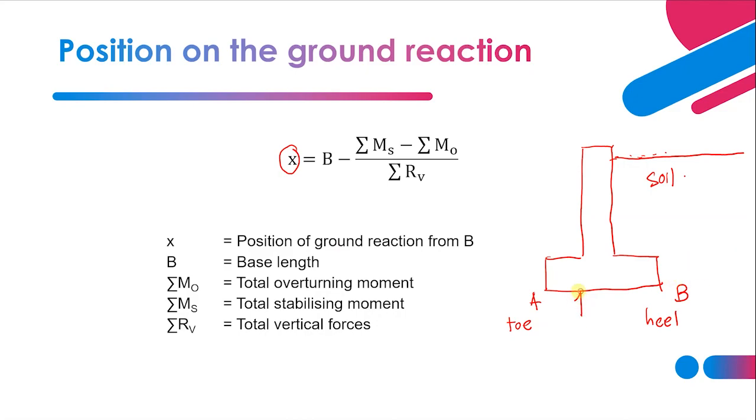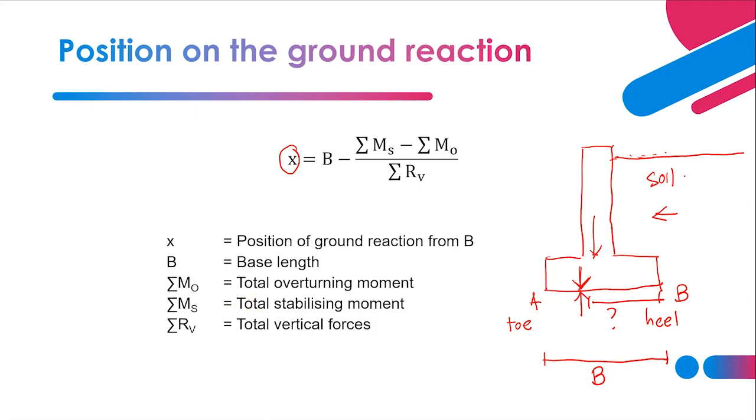So kat mana sebenarnya, from all the forces yang acting here combine together, dia akan going down like this. So kat mana sebenarnya position dia daripada point B, berapa meter daripada sini. Formula dia, B is the base length, which means this one, this is B. Kalau 3 meter then it is 3 meter.